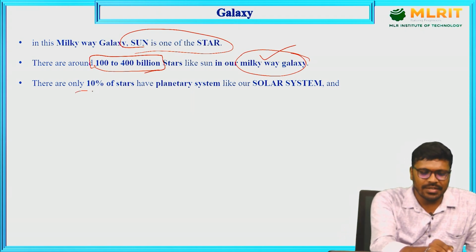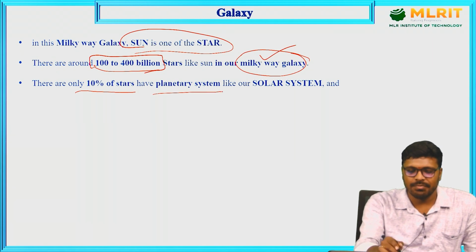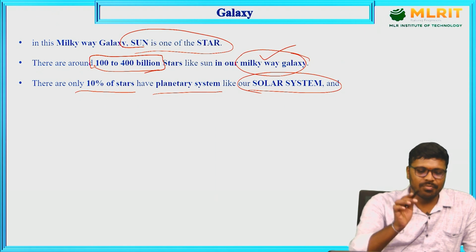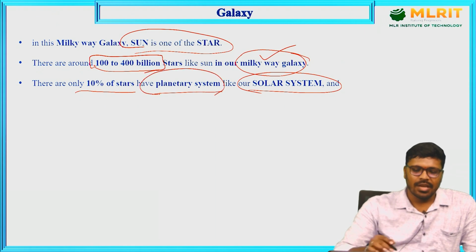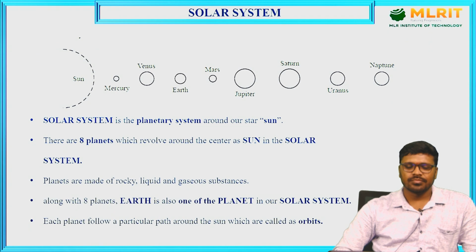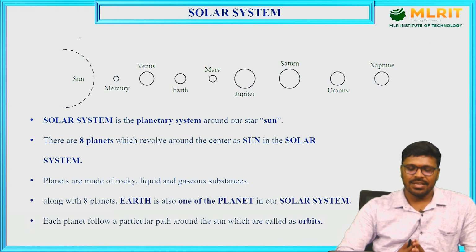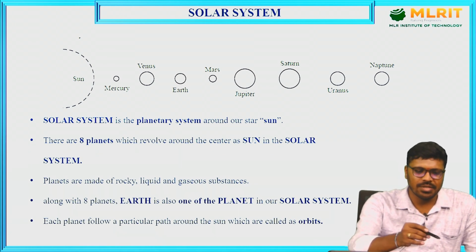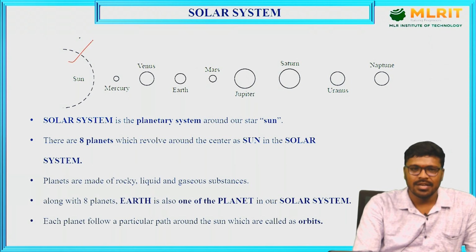And only 10% of the stars have a planetary system like our solar system. Only 10% of these 100 to 400 billion stars have a planetary system like our solar system. Everybody knows about the solar system, right? So we will discuss the solar system also. What is the solar system? Solar system is nothing but the Sun at the center and planets revolving around the Sun in an elliptical path, which is called an orbit.